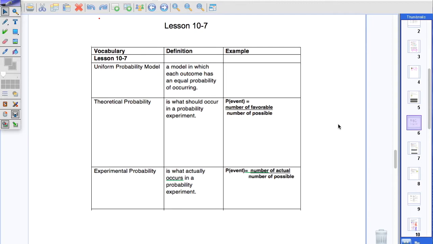Vocabulary Lesson 10-7. Uniform probability model is a model in which each outcome has an equal probability of occurring. Theoretical probability is what should occur in a probability experiment. The probability of an event is equal to the number of favorable outcomes over the number of possible outcomes. Experimental probability is what actually occurs in a probability experiment, and that's the probability of an event equals the number of actual divided by the number of possible.